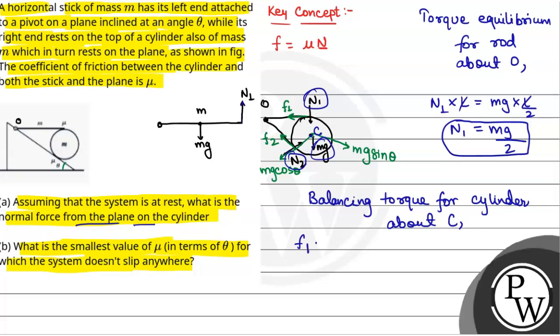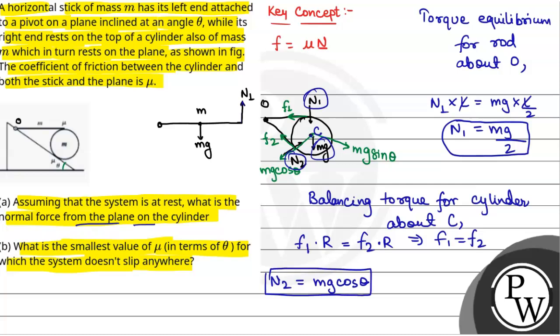So F1 into R, where R is the radius of the cylinder, will be equal to F2 into R. And so from here we have F1 is equal to F2, that is, these two frictional forces will be equal, and that is equal to mg cos theta by 2, that is, mg cos theta over 2.